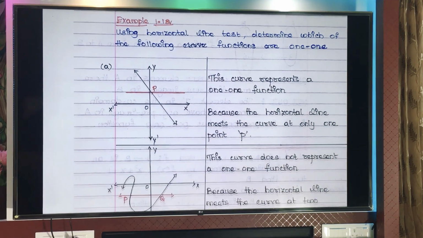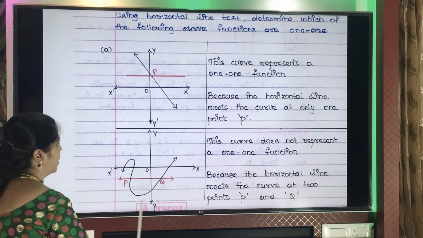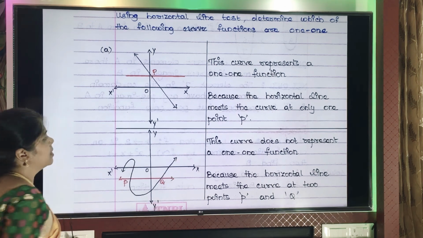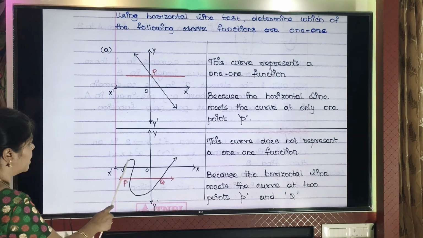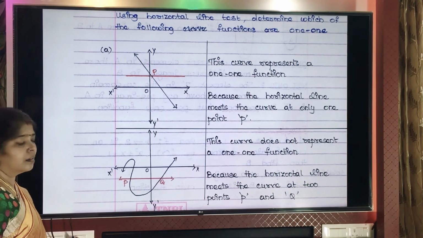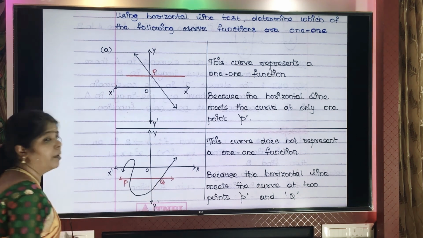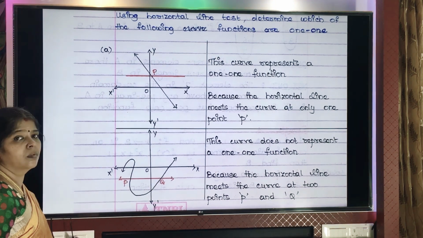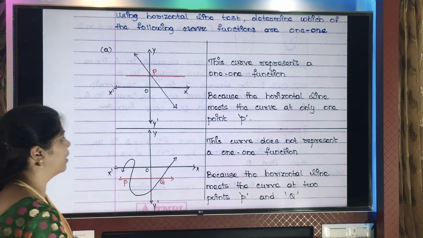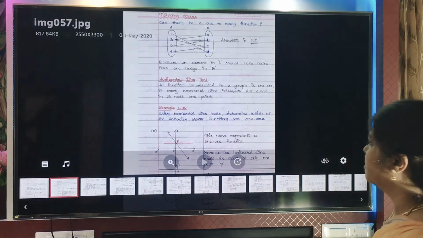Next. Again, can you see something like this? Like a swan. This is the curve. To this curve I am drawing a horizontal line, a red color horizontal line. What happens? It meets the curve at how many points? 2 points, P and Q. So if it is meeting at more than one point, it cannot be one-to-one. So this curve does not represent a one-to-one function.